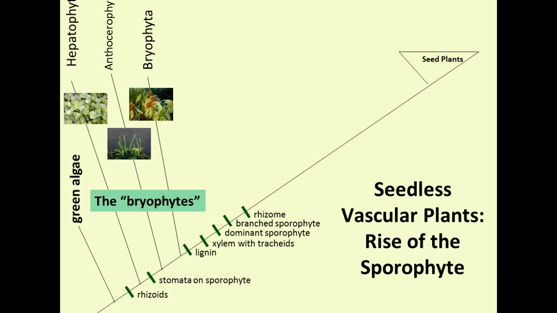So once you get past the bryophytes, you notice that we get into lignin. Remember, when something is lignified, it's tough, right? So lignin makes things tough. Then you get xylem with tracheas, the dominant sporophyte, branch sporophyte, and rhizome. Okay, so we've gone from having rhizoids to rhizomes. And so all of these, remember, they do not have what's considered to be a true vascular system. They're basically just like little tubes that act like capillaries.